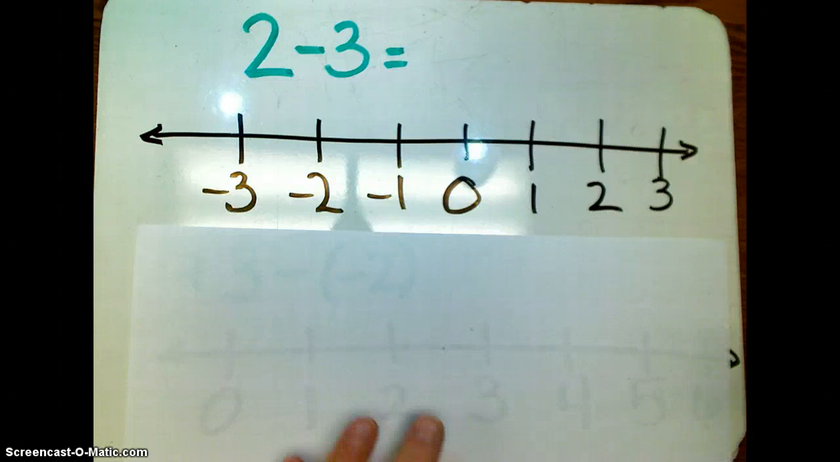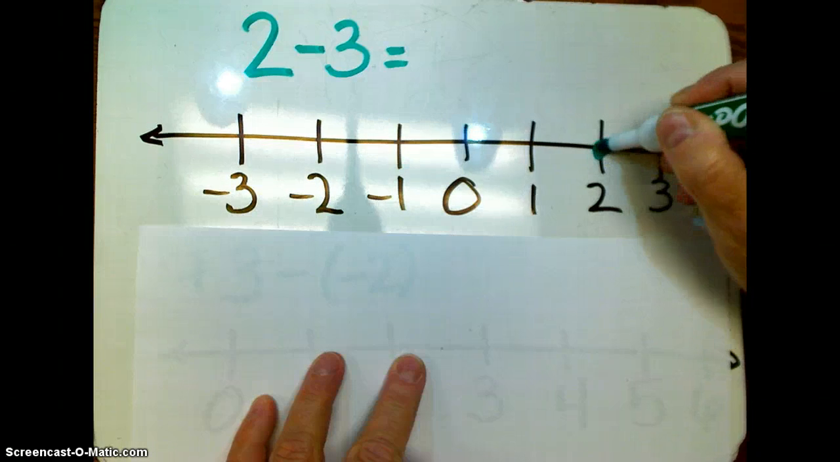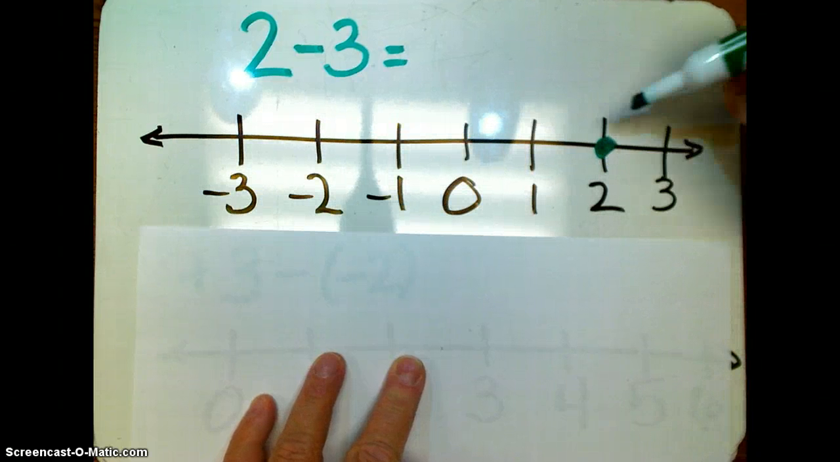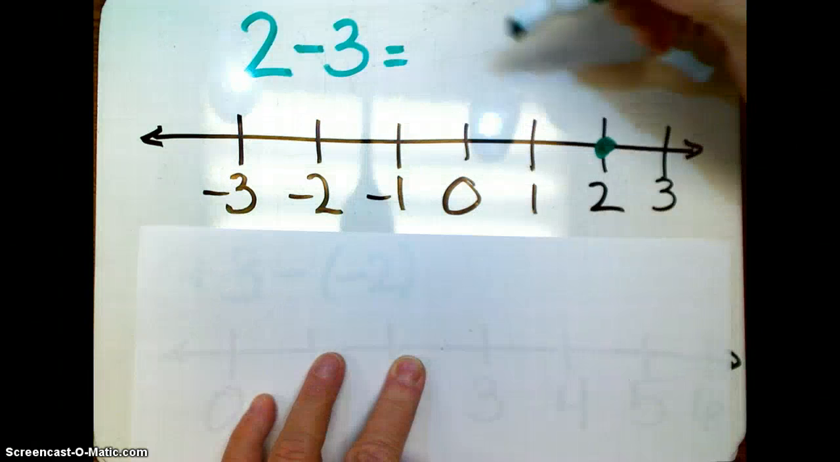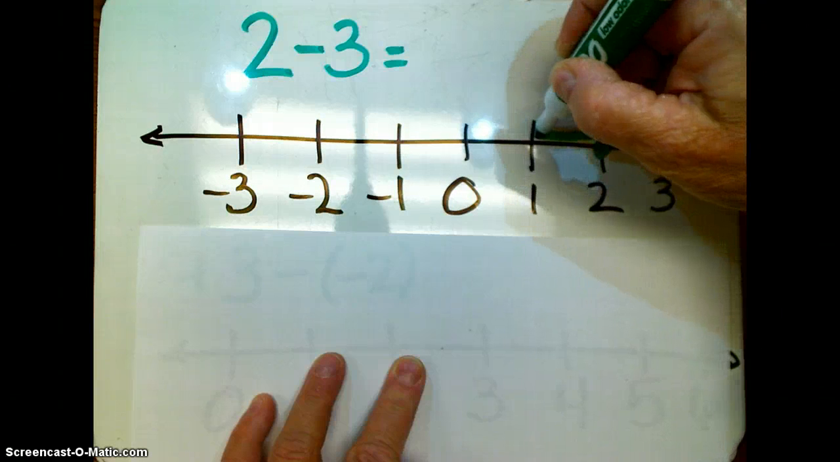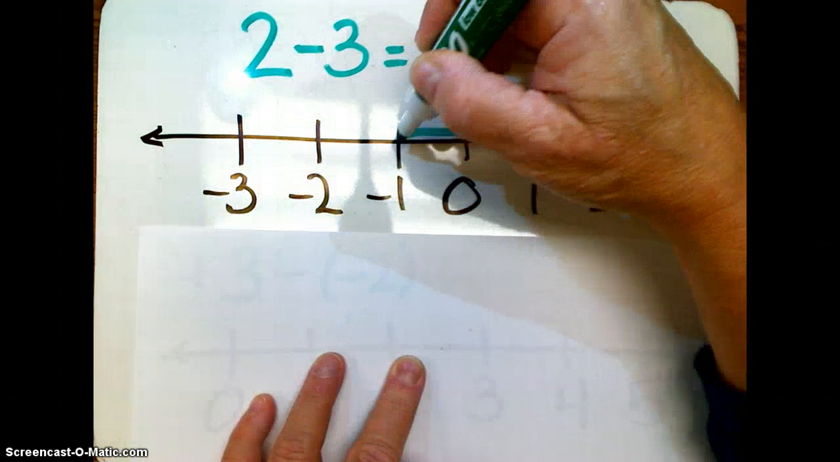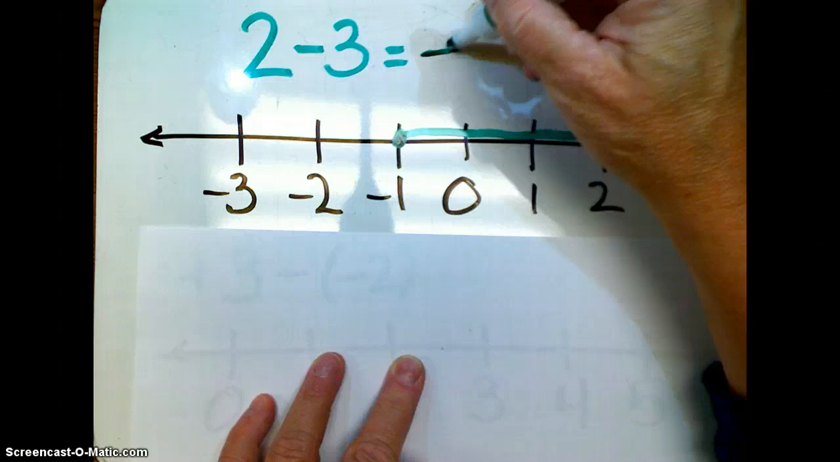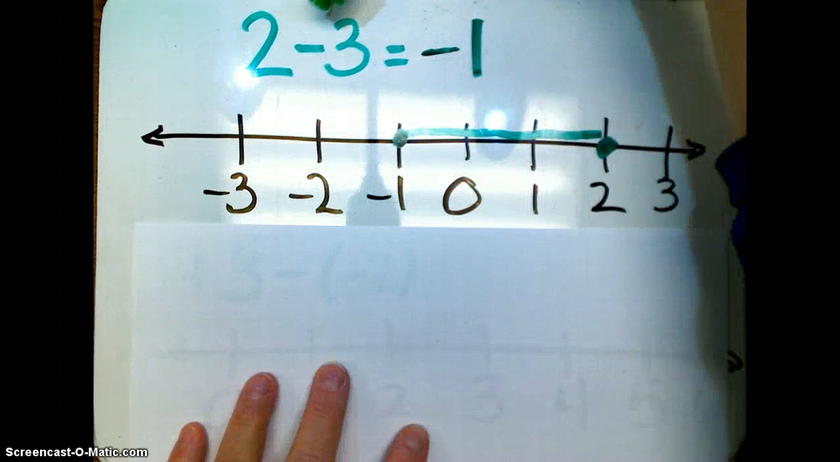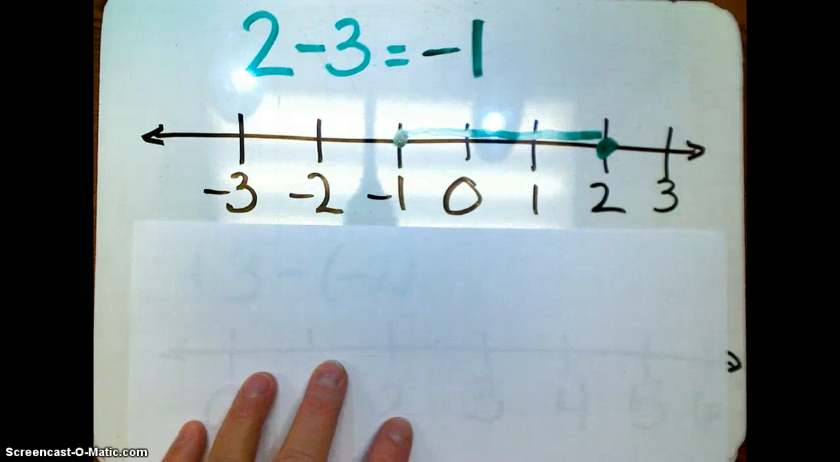We start with a 2, and if we want to subtract 3, that means to go in the opposite direction of 3, and we know that 2 minus 3 is going to be less than 2, so we're going to go in the opposite direction. There's 1, 2, 3, and our answer will be a negative 1. So we are taking away a positive 3, so we're moving in the opposite direction.